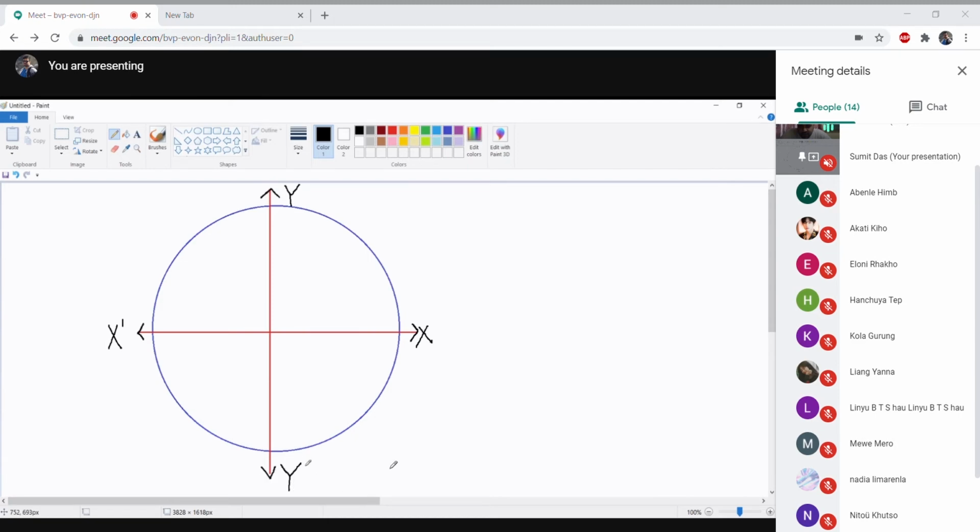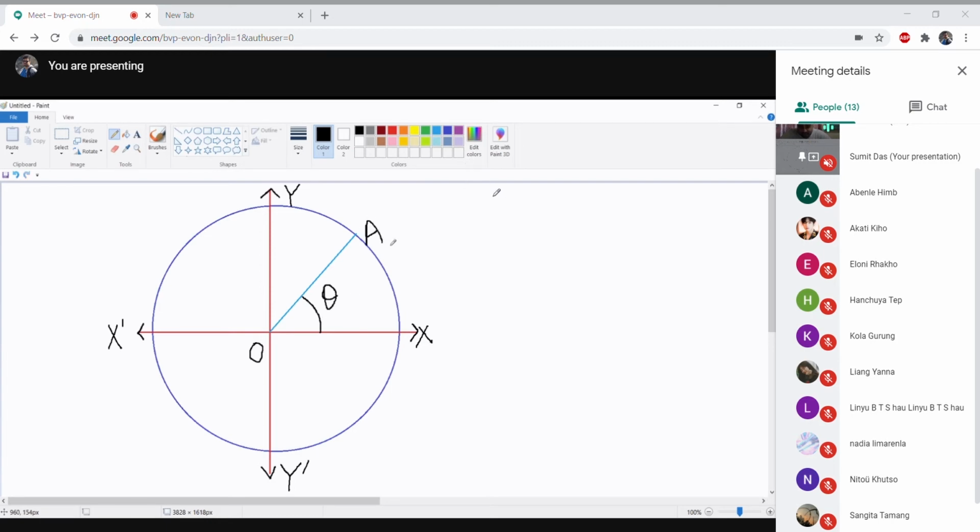So what I was saying, that suppose one angle is there. I'm talking about this angle. Let this value be theta. Okay, now suppose this point is named O, and this point is named A.